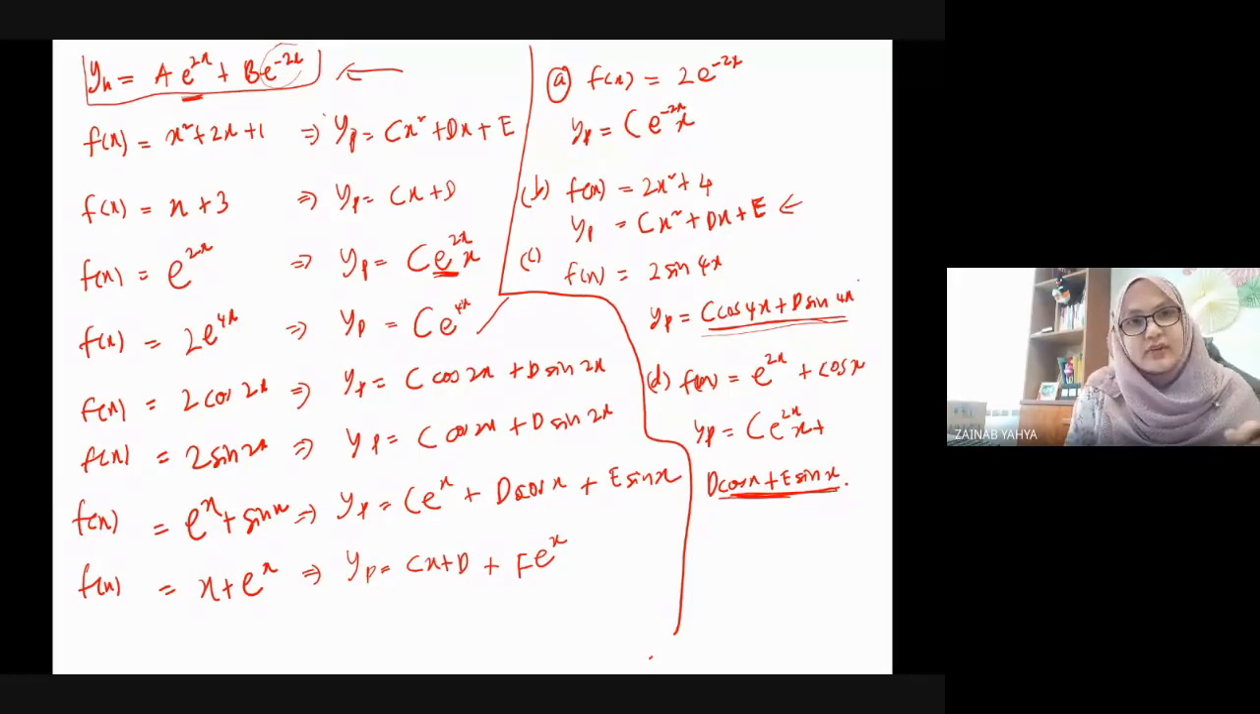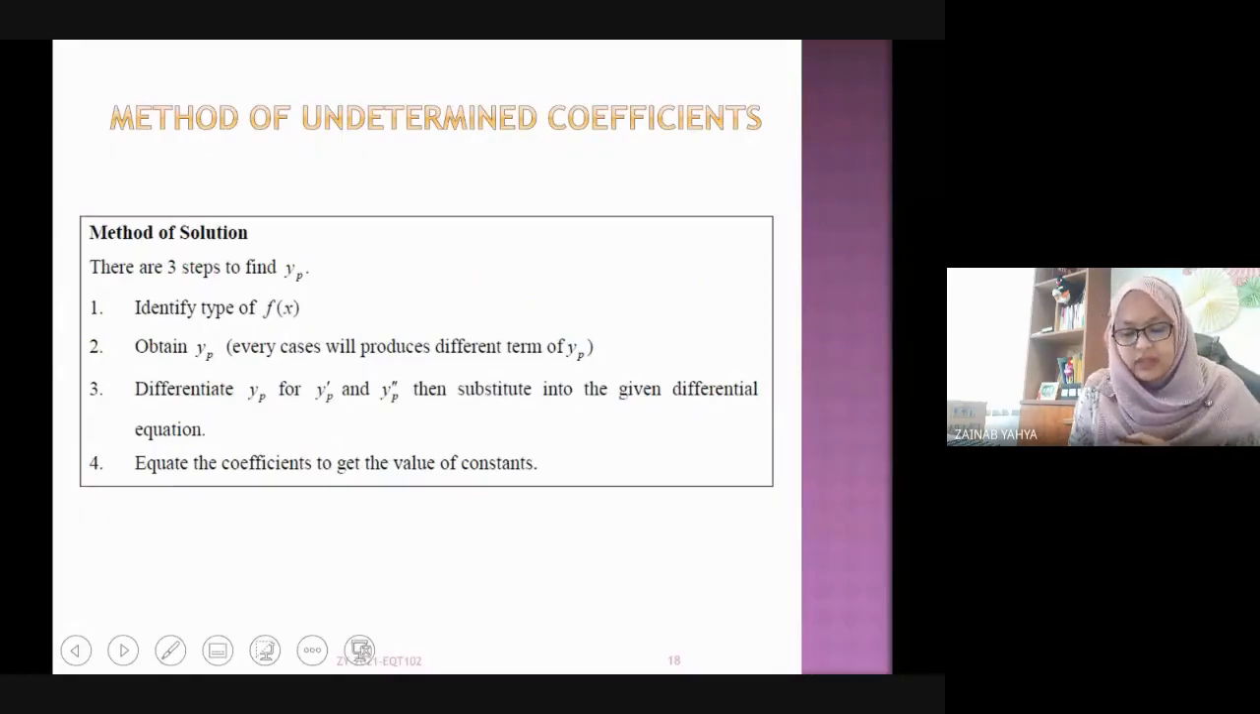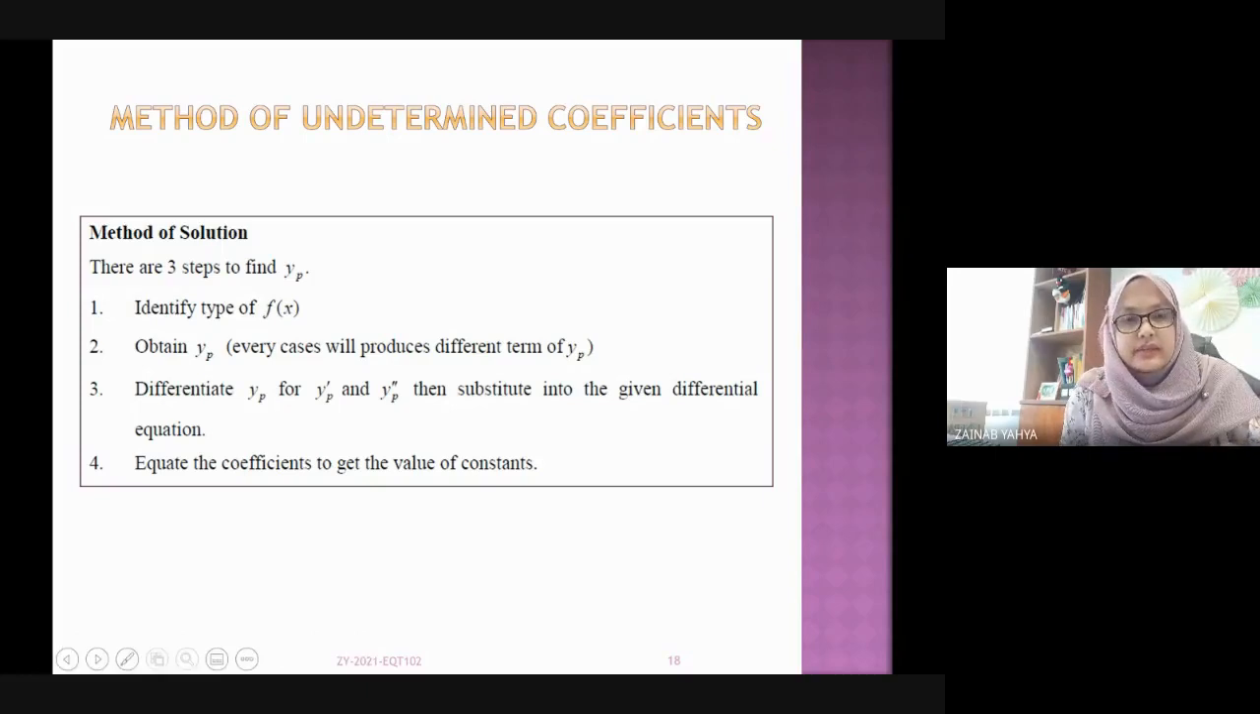Okay, is there any more question on this? Okay, no? All right, we proceed to the next slide. I think the next slide is on the method. This is the step to find the YP. Now we determine the type. First, we determine the type of fx, whether it's polynomial, exponential, sine or cos, so case 1, case 2, case 3 or case 4. Then we obtain the YP.